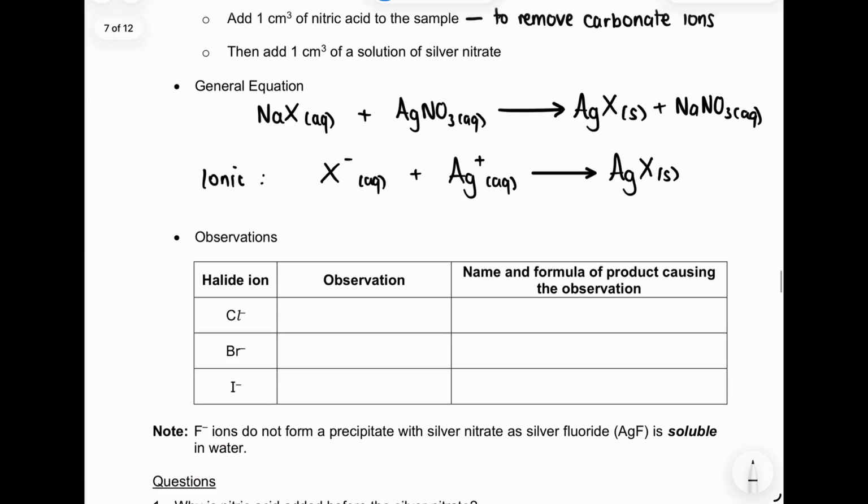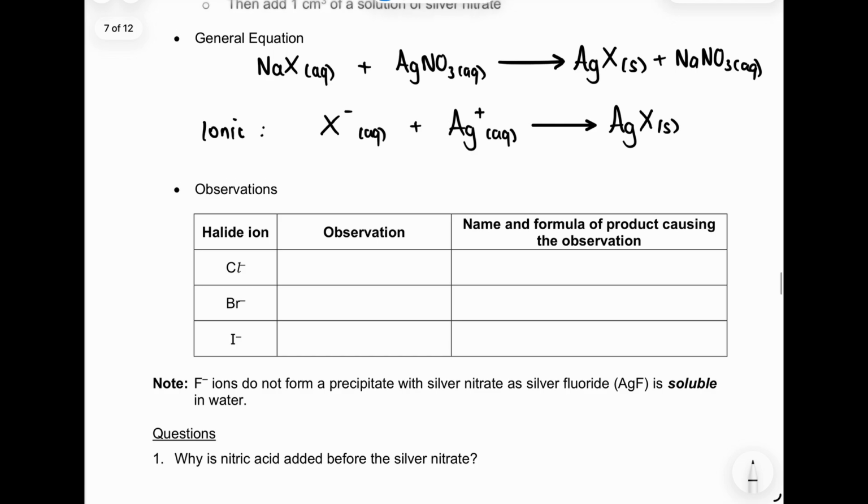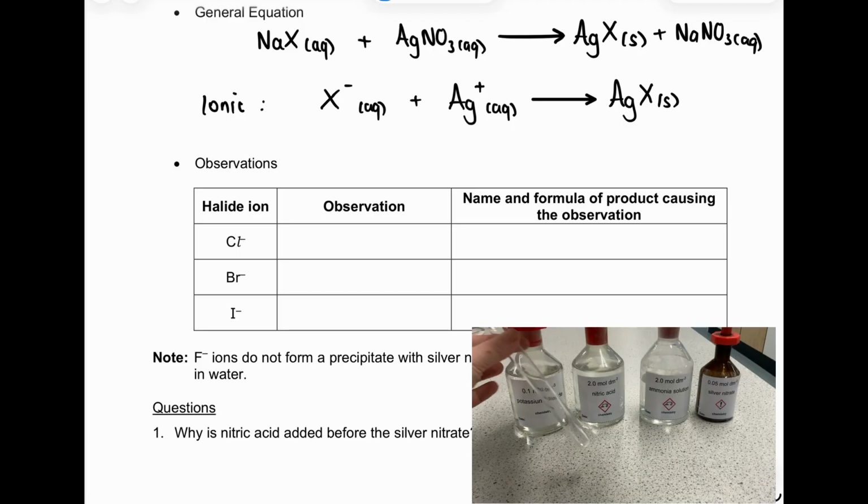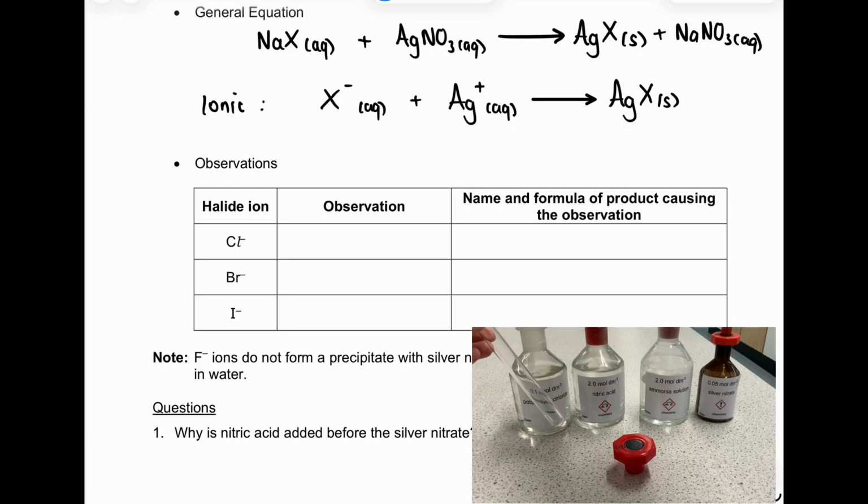Now, for the next part of this couple of pages, I'm going to move forwards and backwards because I'm going to go through each of the halide ions separately, and then we will come back to the bromide ion as a separate step and the iodide ion as a separate reaction. So we're going to do each of these 3 halide ions separately.